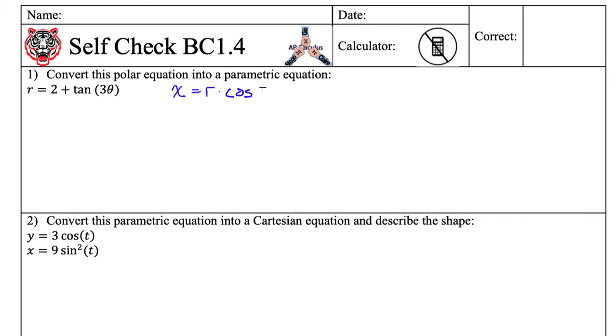Cosine of theta. And then y is equal to that same r times sine of theta. Having those memorized makes it nice and easy. So therefore x is going to be 2 plus tangent of 3 theta, all of this thing times cosine of theta.